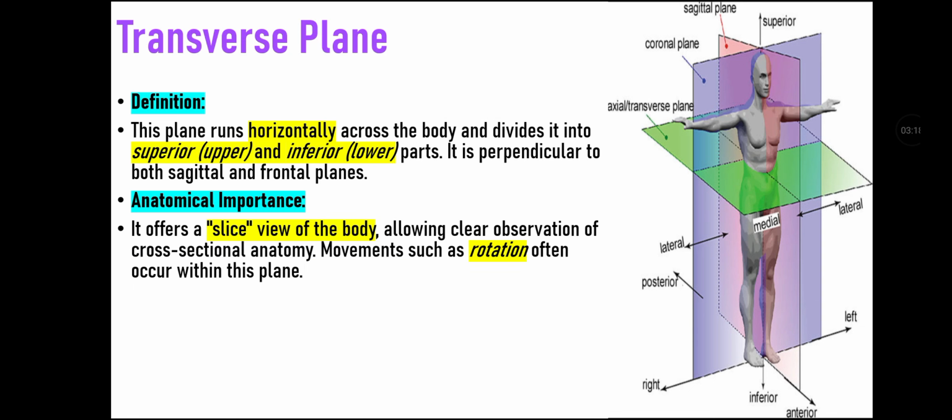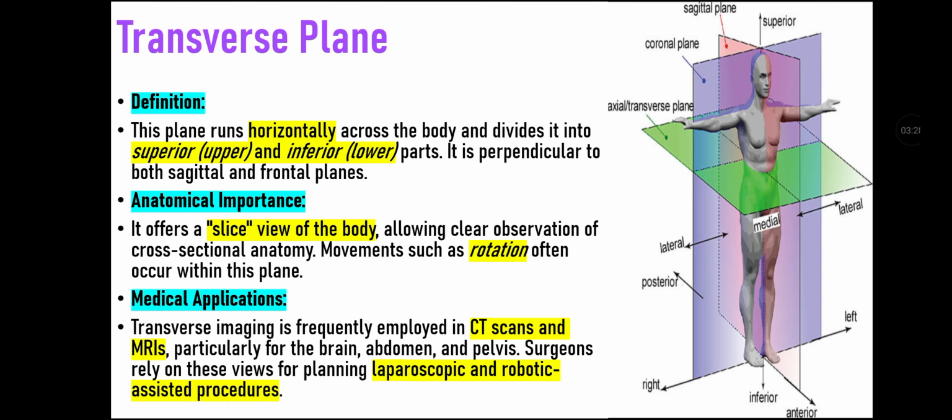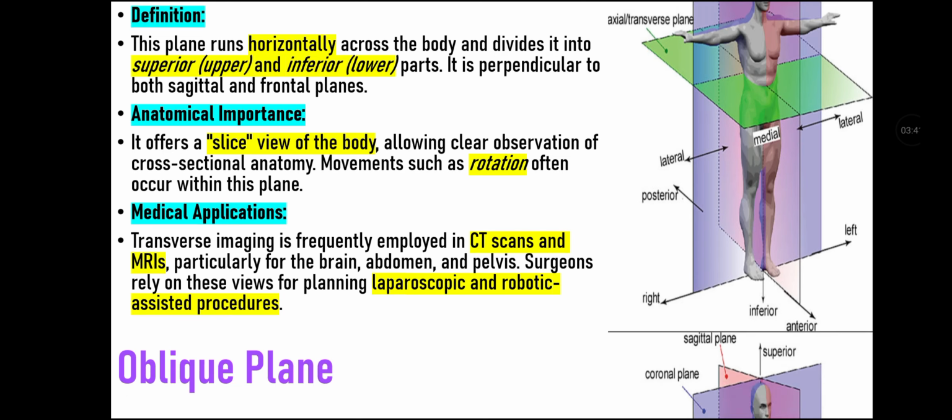Anatomical importance: it often offers a slice view of the body, allowing clear observation of cross-sectional anatomy. Movements such as rotation often occur within this plane. Medical application: transverse imaging is frequently employed in CT scans and MRIs, particularly for the brain, abdomen, and pelvis. Surgeons rely on these views for planning laparoscopic and robotic-assisted procedures.